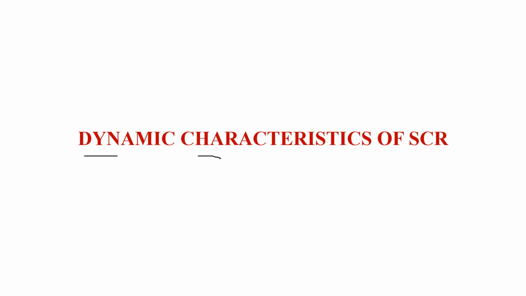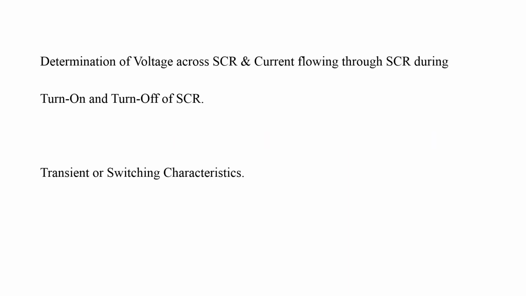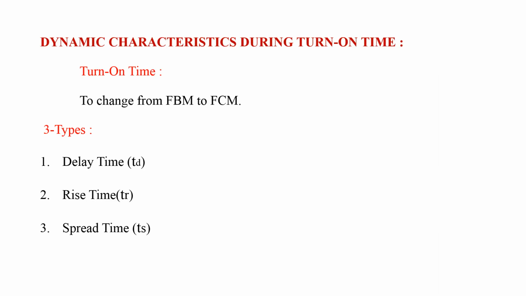Or we can define dynamic characteristics as the determination of voltage across the SCR and current flowing through the SCR during turn on and turn off periods of the SCR. These dynamic characteristics are also known as transient characteristics or switching characteristics. Now we are going to discuss different types of dynamic characteristics during turn on and turn off periods of the SCR. First we are going to discuss the dynamic characteristics during turn on time of the SCR.